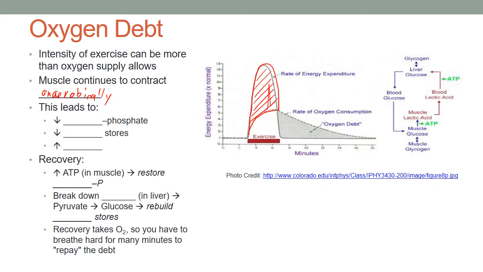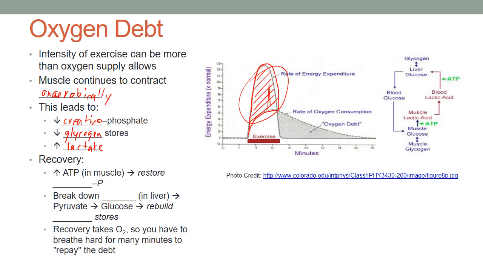So how do we get that extra energy? We break down creatine phosphate. We break down glycogen. And we build up lactate. So what we've got is basically you've used more oxygen than you actually had, so you're in debt, okay? You're in oxygen debt. And what does that debt look like?